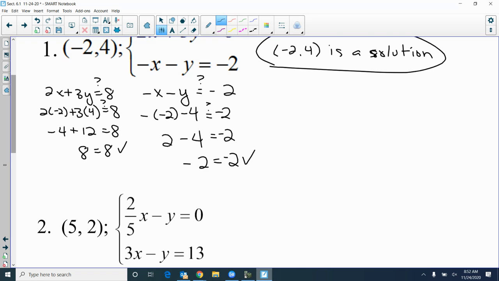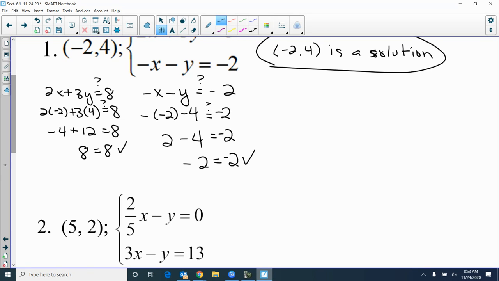Now, part of what you have to do is show me those steps. You have to show me 8 equals 8, and you have to show us -2 equals -2. You got to do that, because I want to know what the left side is, especially if it doesn't equal the right. So if you got 8 equals -2, I want to make sure you plugged it in correctly, even though you might have a different answer.